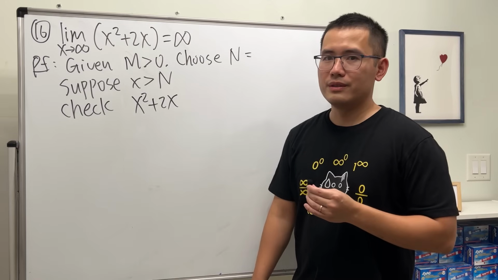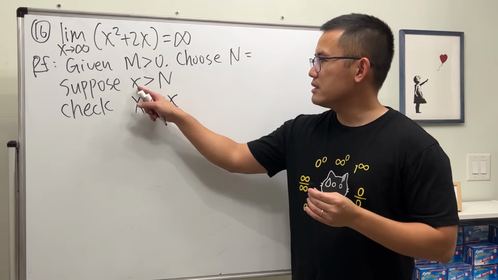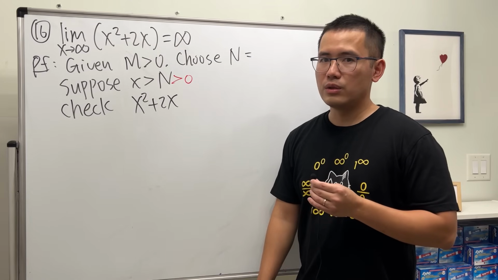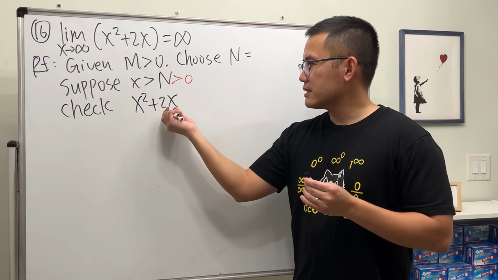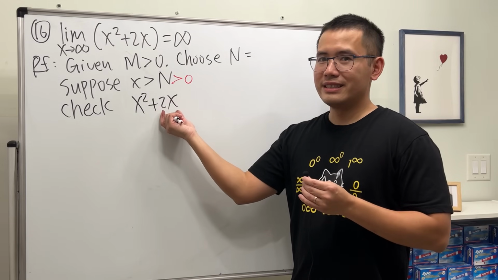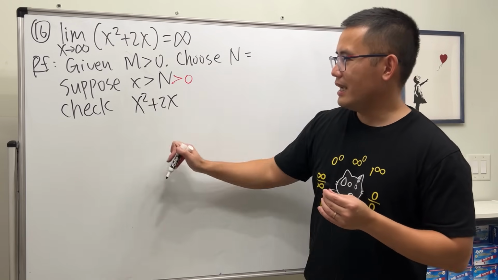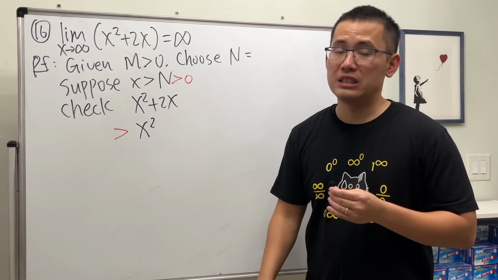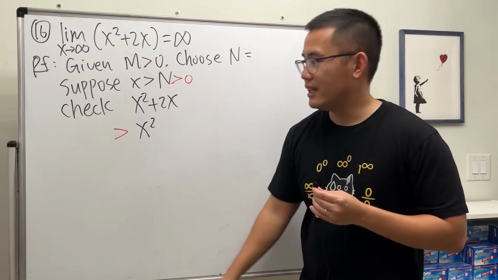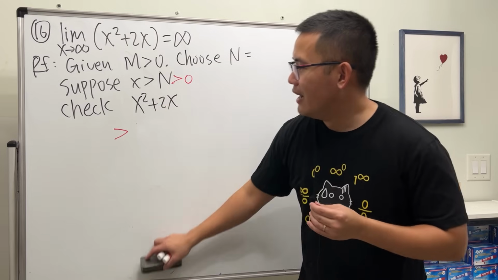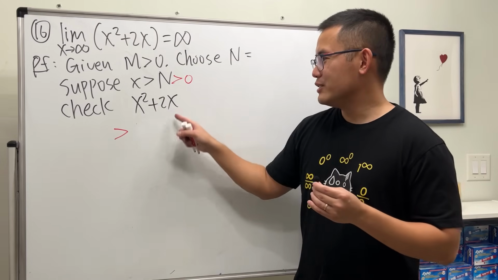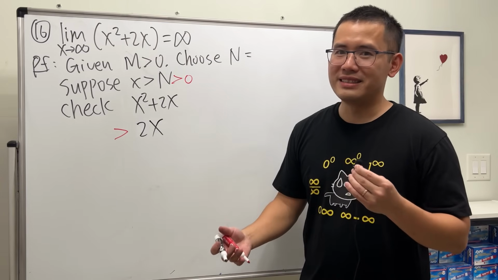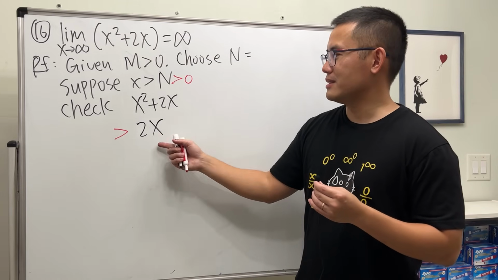All right, what can we do? Well, check this out. x is bigger than N, and we can safely say that they are both greater than 0. x squared plus 2x. You can ignore the 2x and you can say that's bigger than x squared. Is this inequality legit? Yes. You can also ignore the x squared and just put on 2x. Is this inequality legit? Yes. Which one is easier? Well, this one is slightly easier.